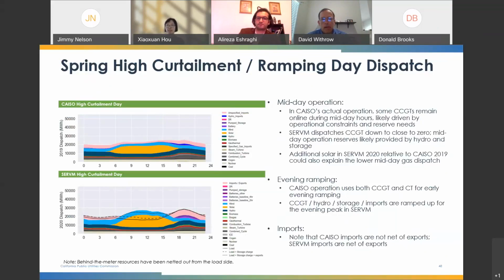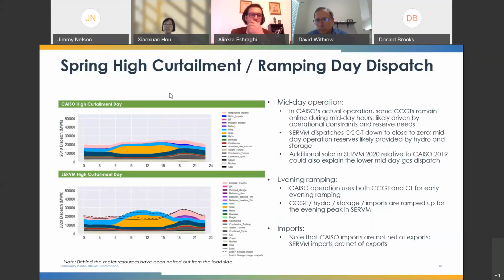Starting from the middle of the day, in both plots, we're seeing significant renewable generation pushing down thermal output, which are clustered at the bottom of the plots. In the CAISO graph, it's probably hard to see, but CAISO maintains some amount of CCGT online during the middle of the day, likely to provide operating reserves. Whereas if you look into the SERVM dispatch, CCGT is pushed down to close to zero during the midday hours, and that's likely because SERVM can use batteries to provide some operating reserves.